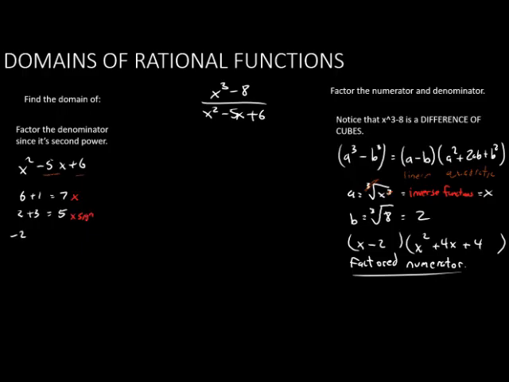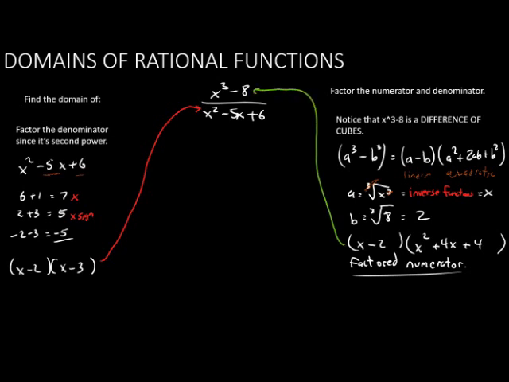Therefore, we must use negative 2 and negative 3. Together, that will make negative 5. Therefore, we can split this second power expression into x minus 2, x minus 3. This means that in place of our denominator, we can put x minus 2 times x minus 3. And in place of our numerator, we can put the factored numerator we found using our difference of cubes. This means our new factored fraction is x minus 2 times x squared plus 4x plus 4 on top, and x minus 2 times x minus 3 on the bottom.